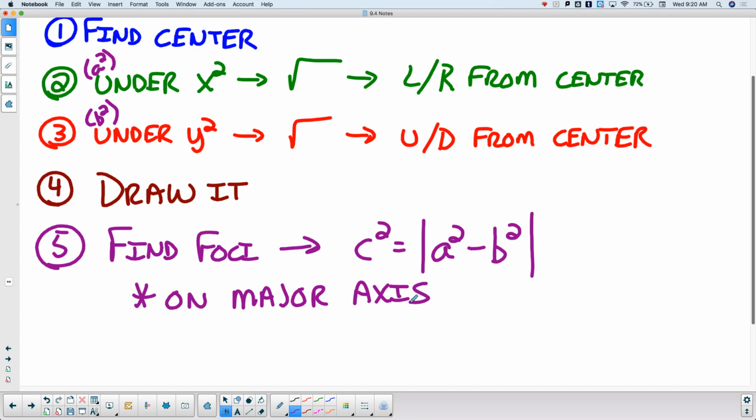Yep. Okay. Step 6. Vertices. Where are the vertices? Endpoints of the major axes. Yep.